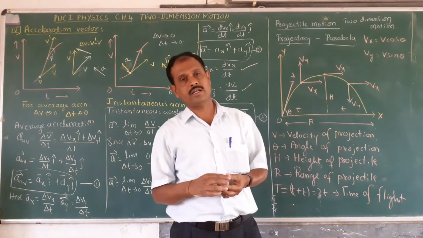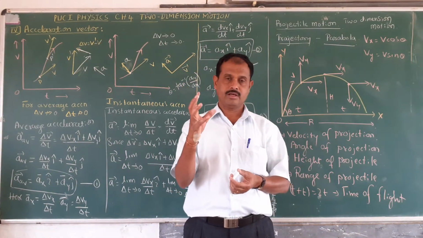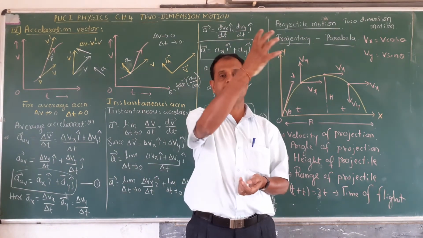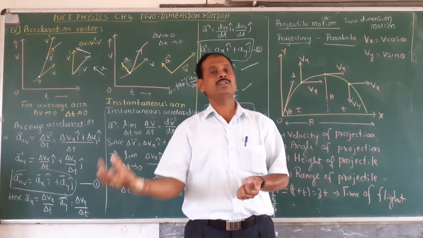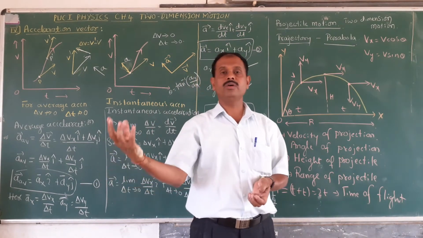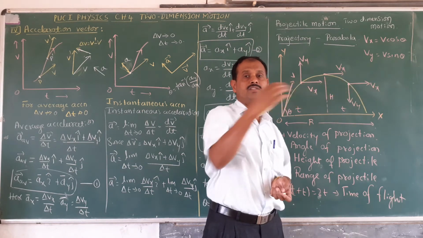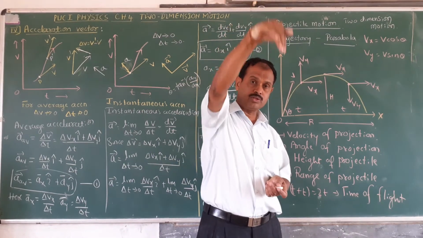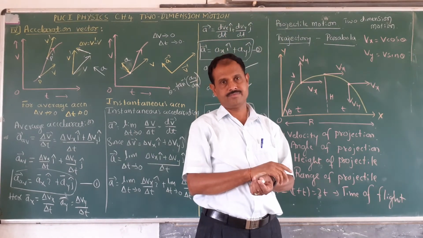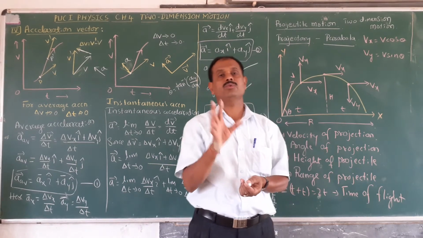Okay, what is projectile motion? Any body or particle thrown in space, when thrown in space, moves in a curved path. It moves in a curved path due to the effect of gravity. This is called projectile motion.